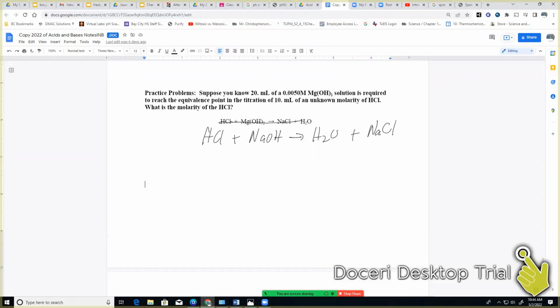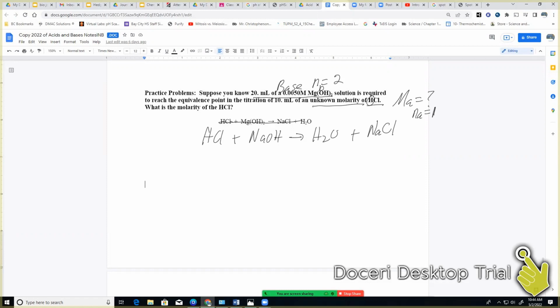All right, so it says, suppose you know 20 mL of a 0.0050 molar magnesium hydroxide. So all of that information is my base. And if I look at my formula, Mg(OH)2, that means my N for my base is going to be equal to 2 because I have 2 hydroxides. And it's required to reach the equivalence point in the titration of 10 mL of an unknown molarity of HCl. So unknown molarity tells me that my Ma is going to be my unknown. And if I look at my HCl, I only have one H, so my Na is going to just be equal to 1.